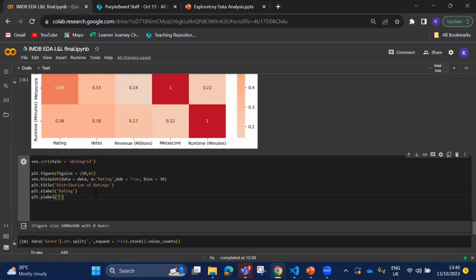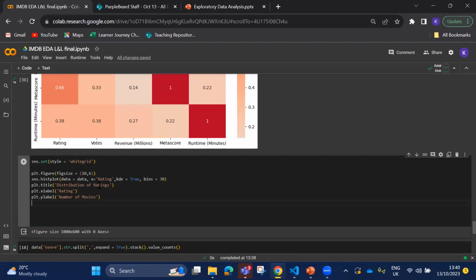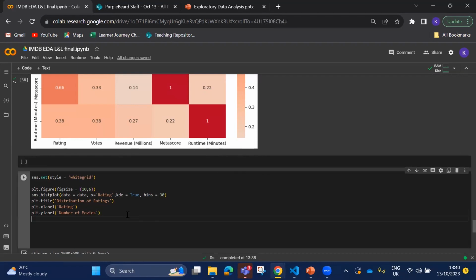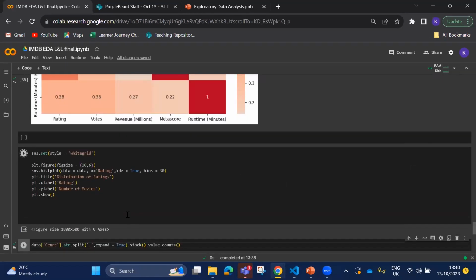We put rating on the x-axis, so let's put that, and then some Y label as well. This would be the number of movies, because this will take individual ratings and count how many users gave a rating between, say, 3 to 5. Because I have 30 bins, it is dividing this into 30. So you will find what the count is between 1.0 to 1.5 or something like that, so that it makes 30 bins. But when we plot it, you'll understand it better. So let's plot it now.